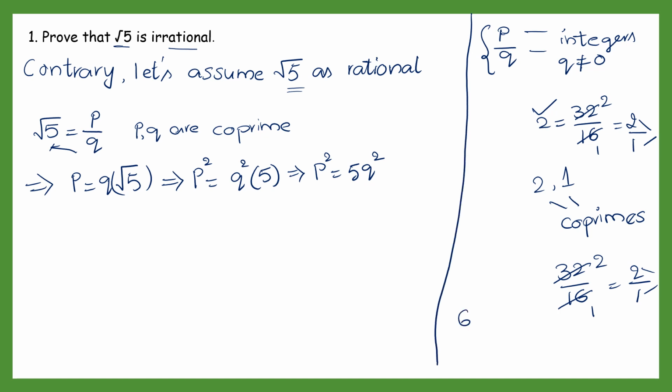Now suppose there is a number 6. 6 can be written as 2 into 3. What do you call 2 and 3? 2 and 3 are factors. 2 and 3 are factors of 6 and 6 is divisible by both 2 and 3. Correct? The number 6 can be written as 2 into 3. If you are able to write any number as a product of other numbers, these numbers will become factors. And the initial number here, 6, will be divisible by 2 and 3.